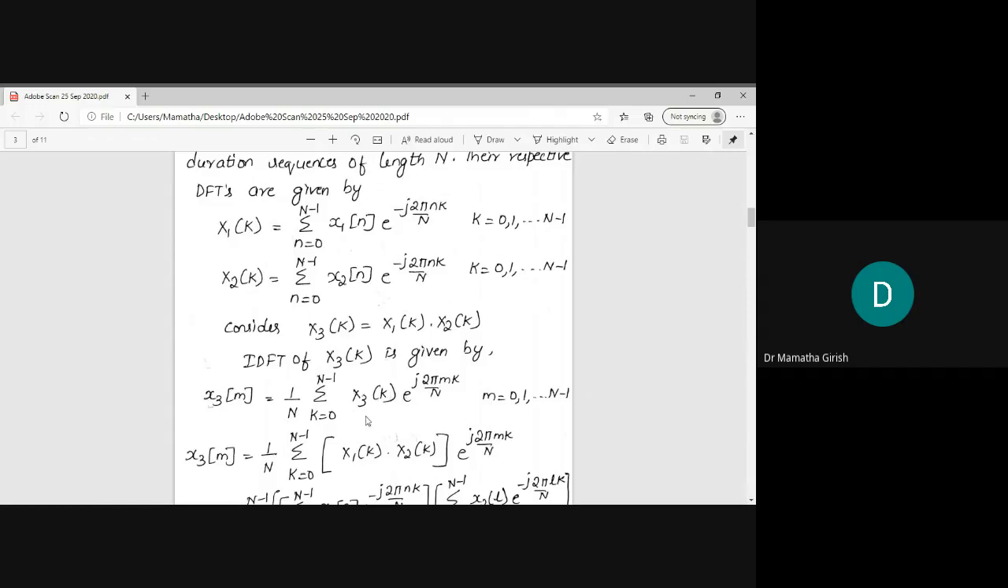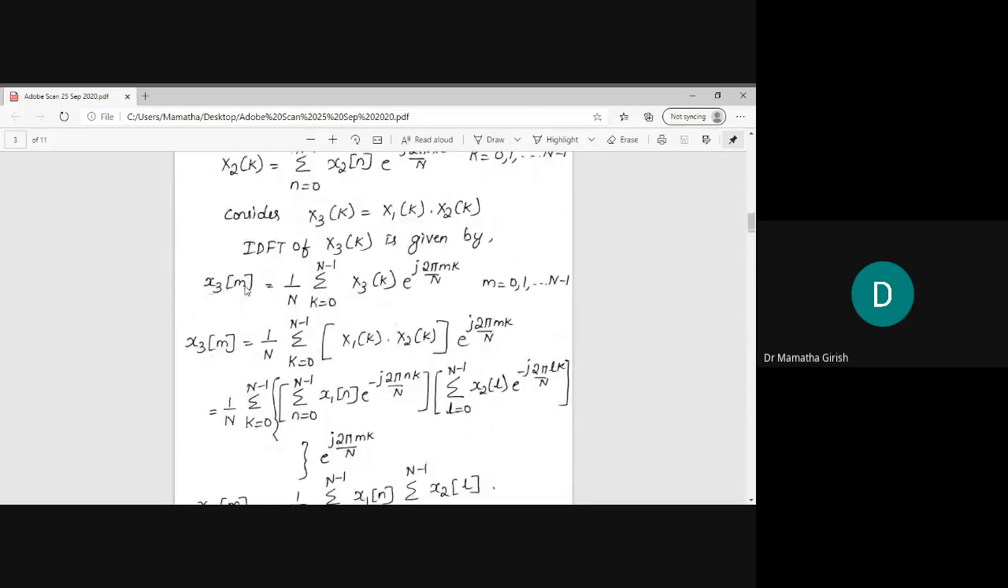So in place of X of k, what am I having? X3 of k. So x3 of m is given by the standard IDFT equation. And please note that here in place of n we have got m. Any variable you choose, that shouldn't matter. Now what is being done in the next step is to substitute the value of X3 of k. What is X3 of k equal to? The product of X1 of k into X2 of k, remaining all terms as it is, no change.